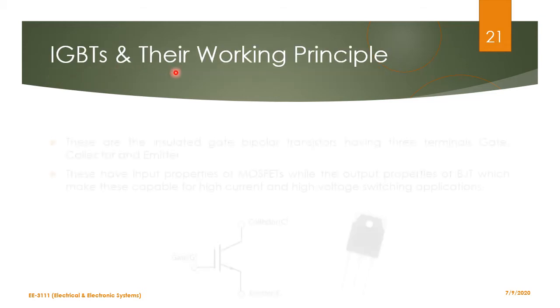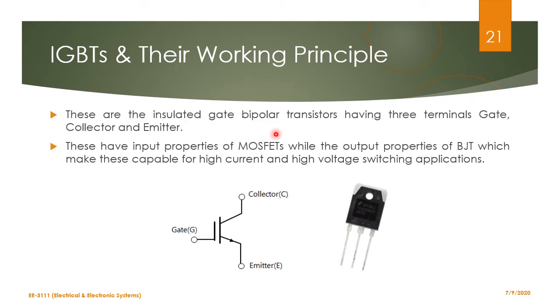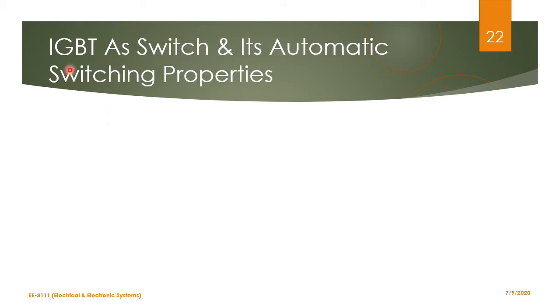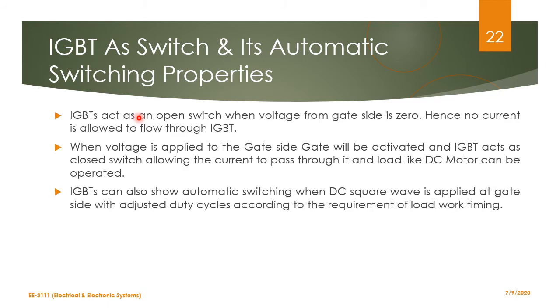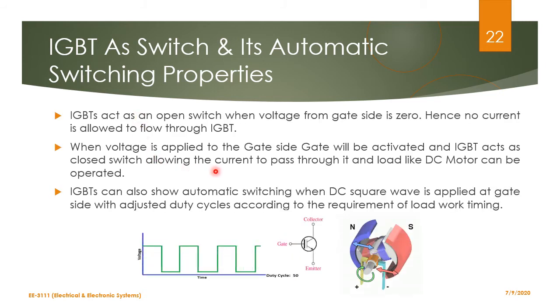IGBTs and their working principle. IGBTs are bipolar transistors having three terminals: gate, collector, and emitter. These have the input properties of MOSFETs while the output properties of BJTs. IGBT as a switch and automatic switching. When voltage is applied at the gate side of the IGBT, the IGBT is activated and it acts as a closed switch. When voltage isn't applied, it acts as an open switch, and the PWM square wave can be used to make the IGBT an automatic switch, remaining on and off according to the required duty cycles.